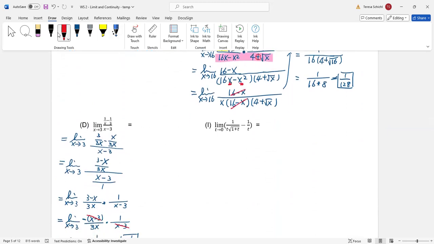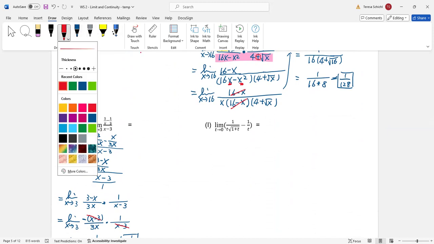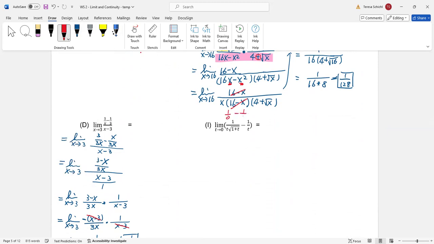So this one has the root function and fractions here. We check here, and this will be 1 over 0 minus 1 over 0. So it's an infinity minus infinity situation again. Now we ask, what do we need to do? Combine the fractions. How do we combine the fractions? The common denominator is t times the square root of 1 plus t.